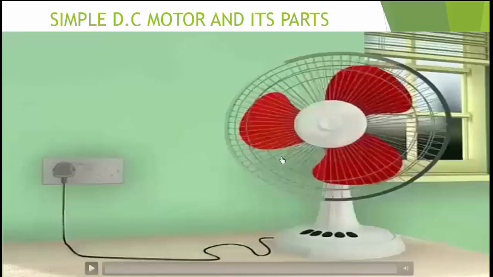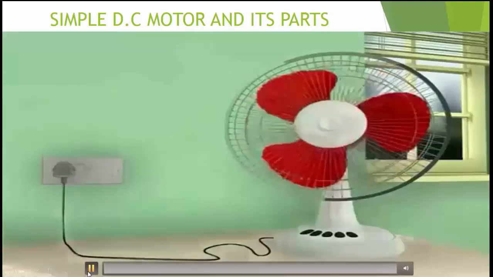Here in this picture, as we can see, there is a fan. And what happens when we switch on the fan? The wings or the parts start rotating. This shows that whenever electrical energy is given, the fan starts rotating. So electrical energy is being converted to mechanical energy.